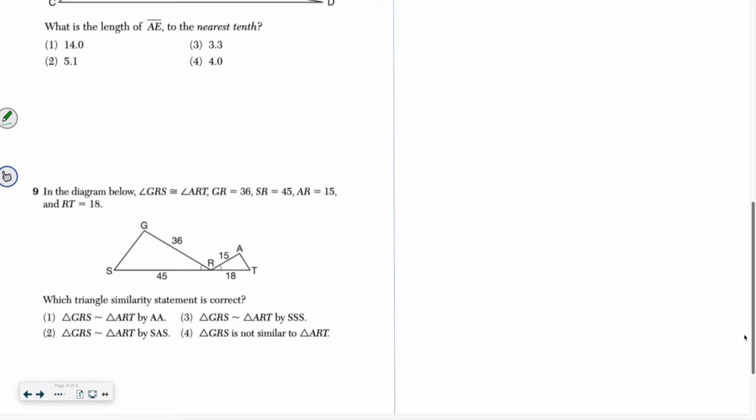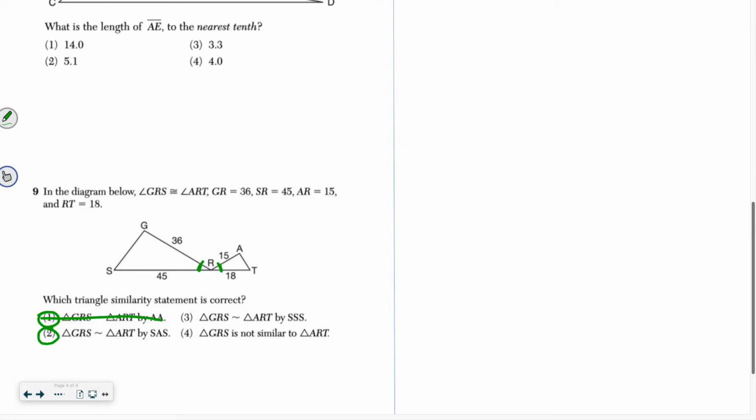Let's go to number 9. Number 9 says, which statement is correct? Well, let's start with statement number one. Statement number one says that these two triangles are similar by angle. However, I only see one pair of angles being congruent and not two. That's not true. Let's try number two.